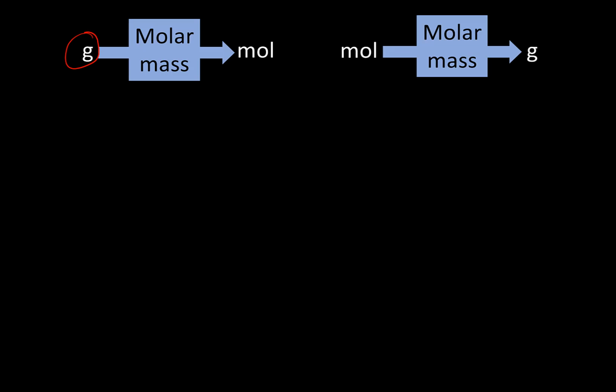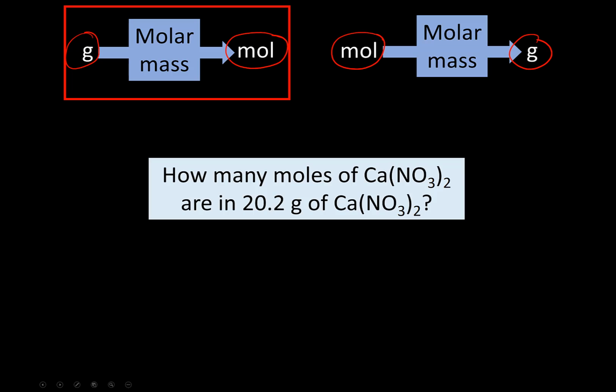So you can go from grams to moles using molar mass as a conversion factor, or you can go from moles to grams. I'm going to go over the first type of calculation on this slide, and then I'll do an example of the other one on the next slide. So for this one, you're asked how many moles of calcium nitrate are in 20.2 grams of calcium nitrate. So in this case, you're starting with grams and you're trying to get to moles.